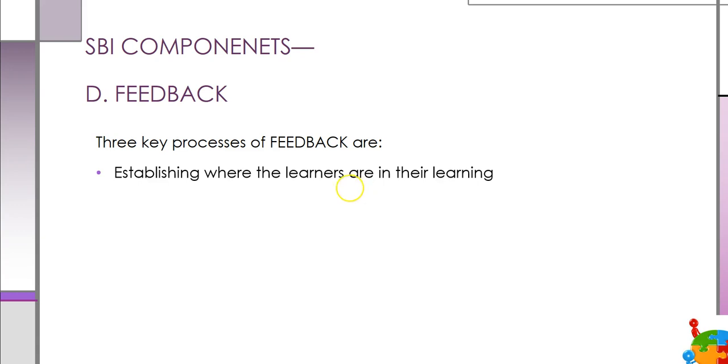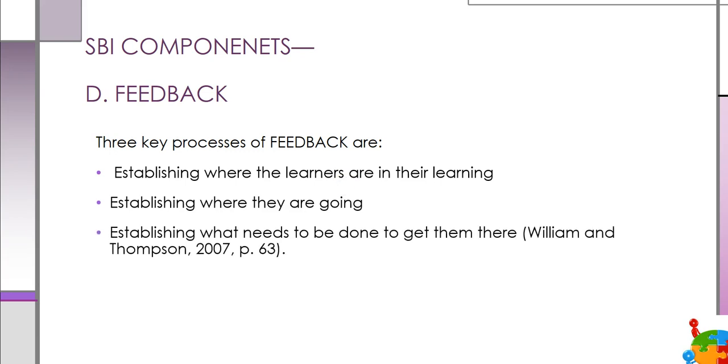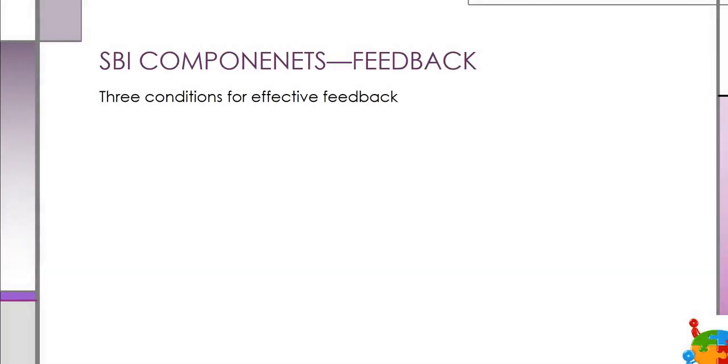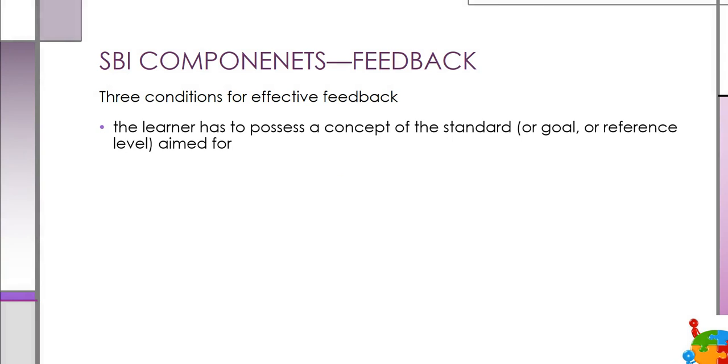Now, when you think about feedback, which is the next component, we've already mentioned that feedback goes along with the assessment, goes along with the learning goals. But three things you need to think about with feedback is that feedback is establishing where the learners are in their learning, establishing where they're going, and establishing what needs to be done to get them there. So you see how this works with the learning goals and with the assessment. Three conditions for the feedback to be effective, and they've done meta-analysis on this to find out effective feedback. It happens when the learner possesses a concept of the standard.